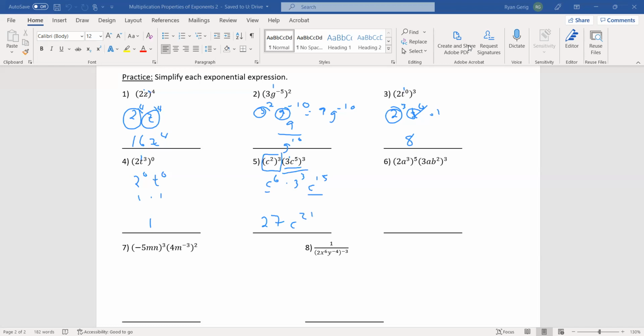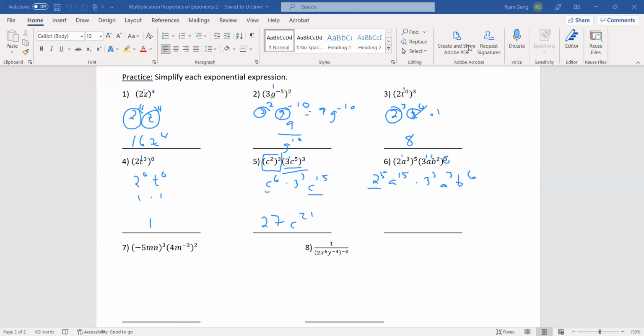Number 6, exponent. All bases have an exponent. 2 needs 1, 3 needs 1, and a needs 1. Again, only multiplying exponents at this point. So 2, 1 times 5 is 5. A to the 15th. Now, I'm looking at the exponent of 3. So 3 to the 3rd, a to the 3rd, b to the 6th.